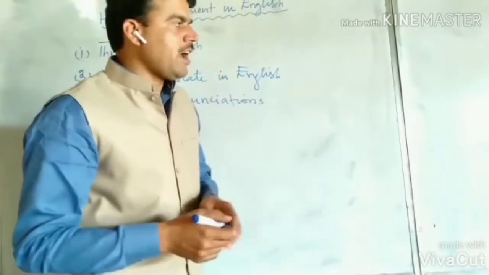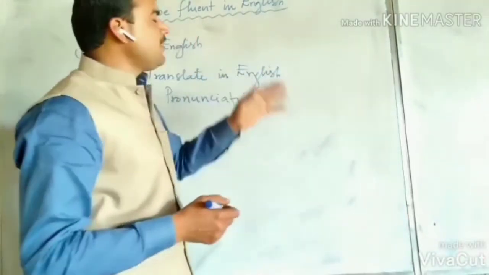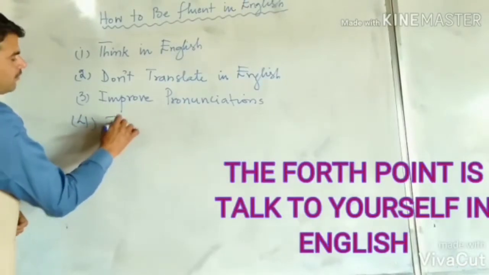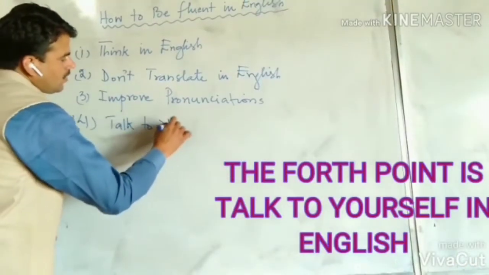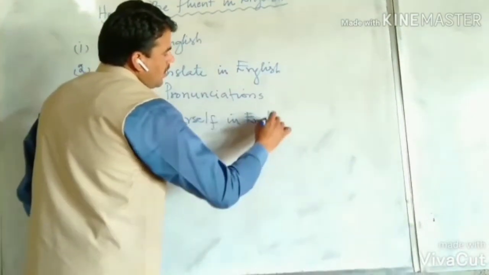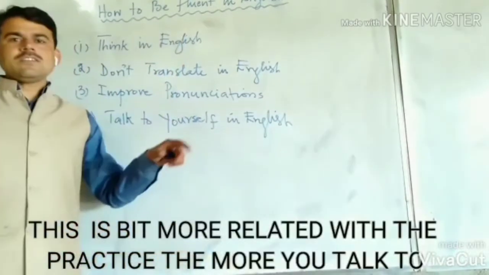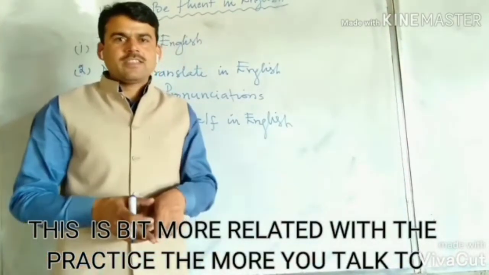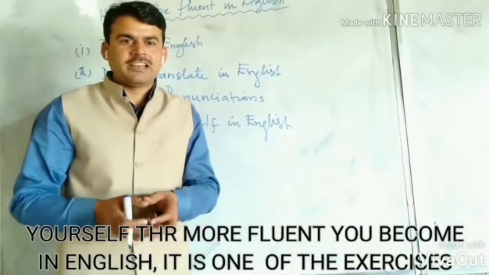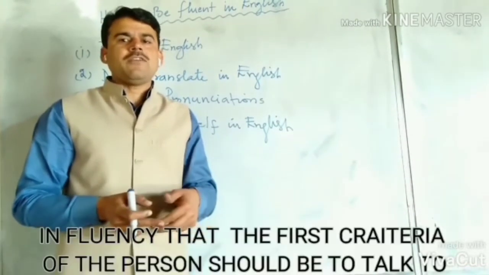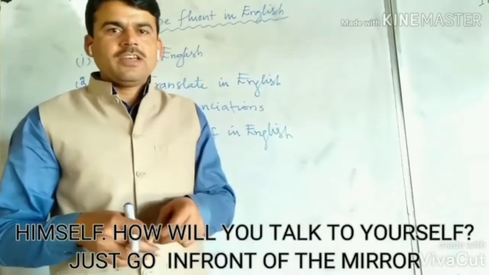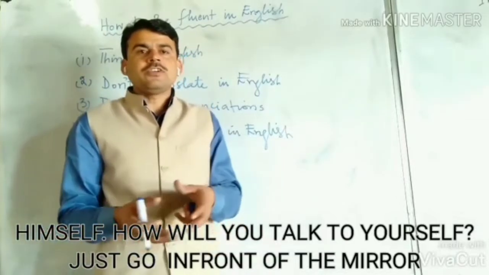Now the next thing to improve your fluency in English is to talk to yourself. Talk to yourself in English. This is a bit more related to practice. The more you practice talking with yourself, the more fluent you become in English. It is one of the exercises in fluency that the first thing a person should do is talk to himself. And how will you talk to yourself?